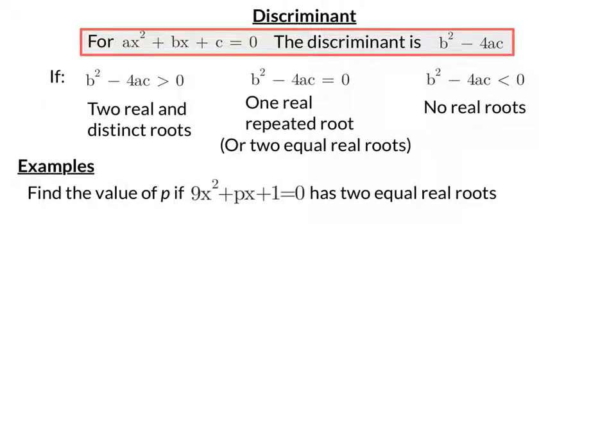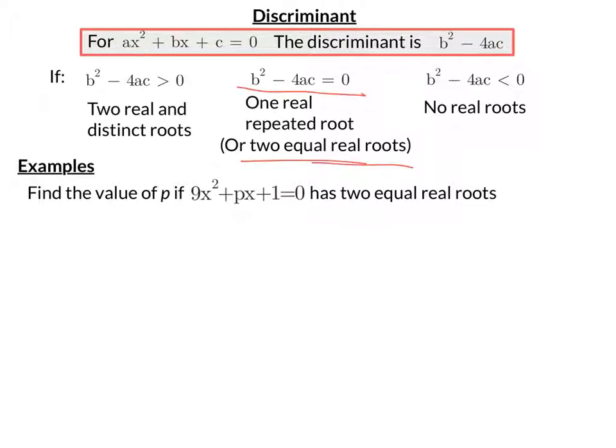In this video, we're going to look at the discriminant and look at the occasions where the nature of the roots is given and we have to work out what a letter is. So we've got: find the value of p if 9x squared plus px plus 1 equals 0 has two equal real roots. Well, looking at the conditions above, we have two equal real roots, so we know that the discriminant is equal to 0.